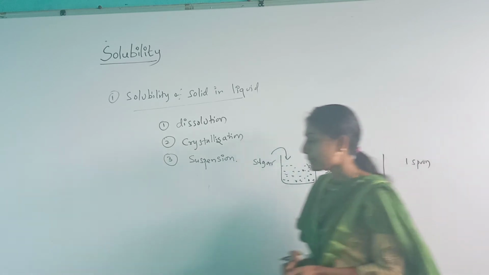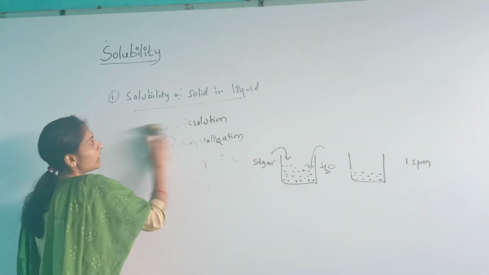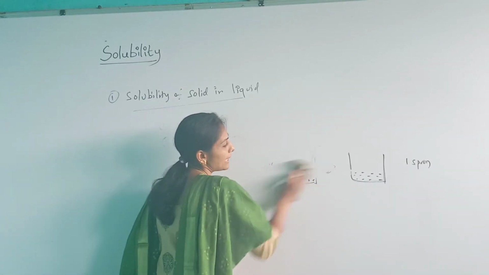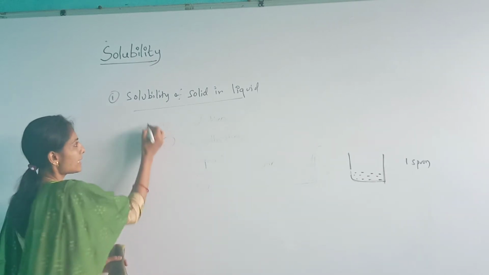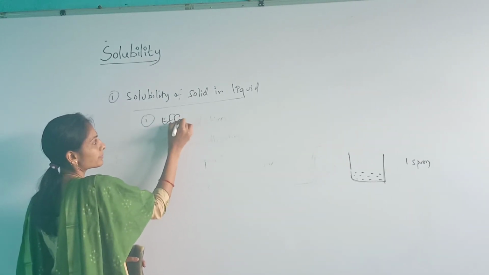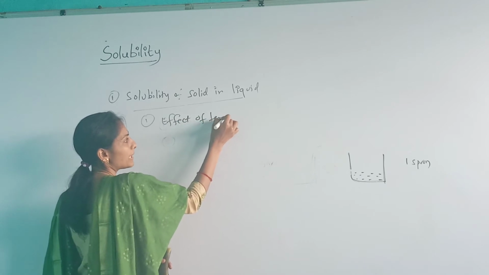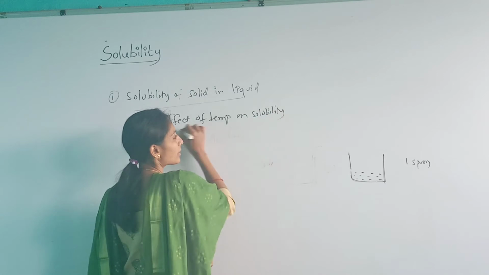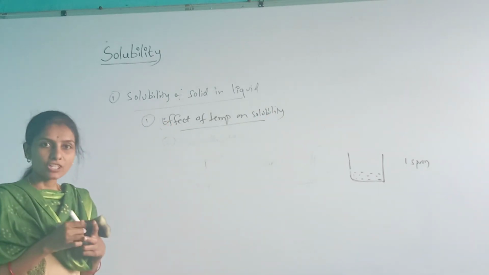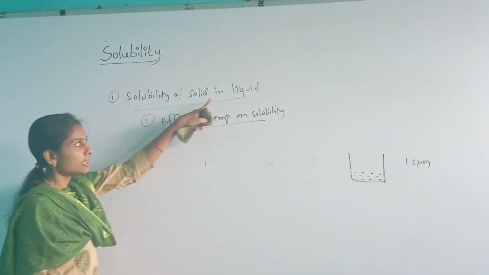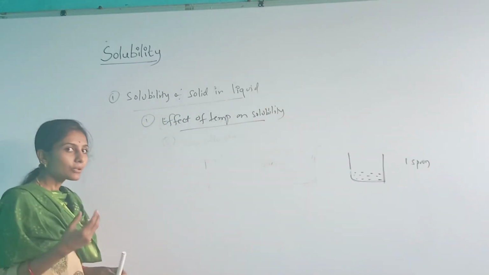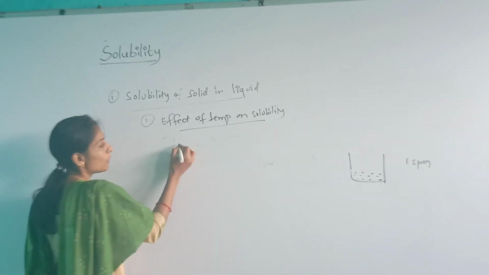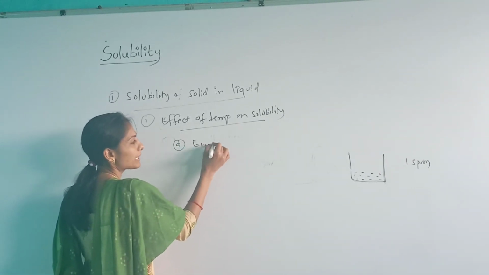Now, what is happening to the solubility of solute in liquid with variation of temperature? That is the effect of temperature on solubility of solid in liquid. See, there are two kinds of reactions which you already learned in first year. One is endothermic.